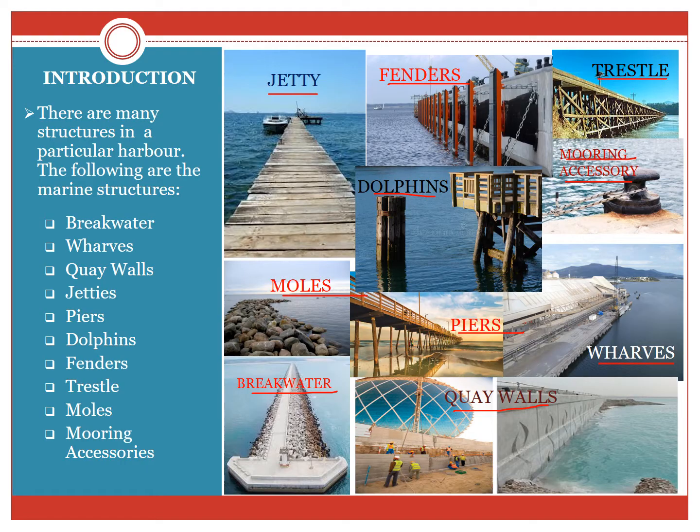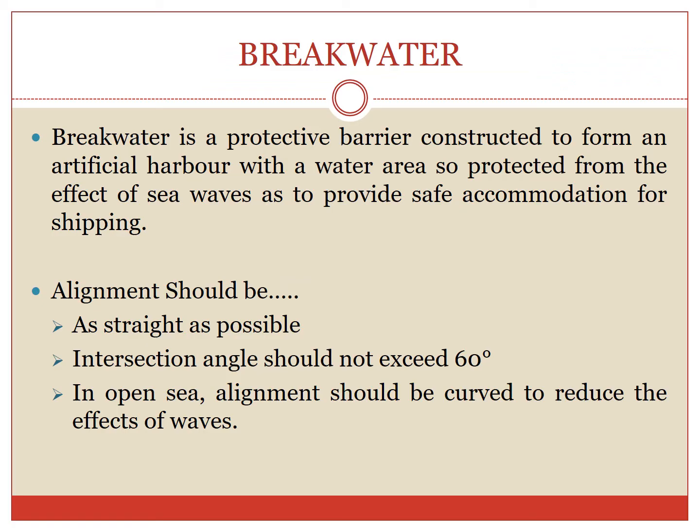So, moving further, breakwater. It is a protective barrier constructed to form an artificial harbor with a water area so protected from the effect of sea waves as to provide safe accommodation for shipping. As in the earlier topic we had discussed, breakwaters tend to minimize the velocity of water coming inside the harbor. The alignment of breakwater should be as straight as possible. The interaction angle should not exceed 60 degrees. In an open sea, alignment should be curved to reduce the effect of waves.